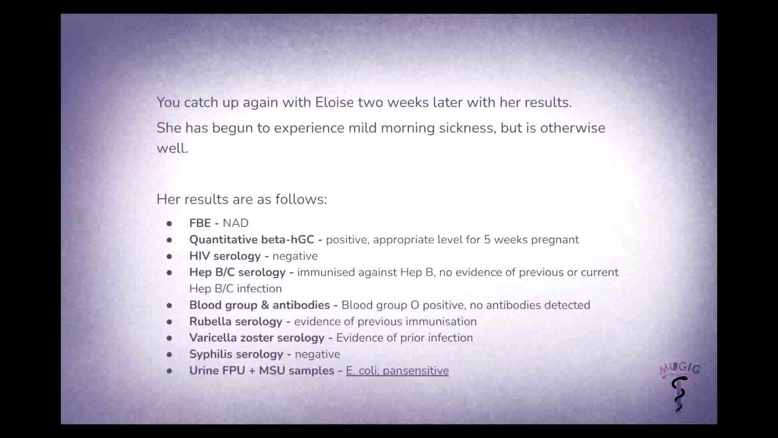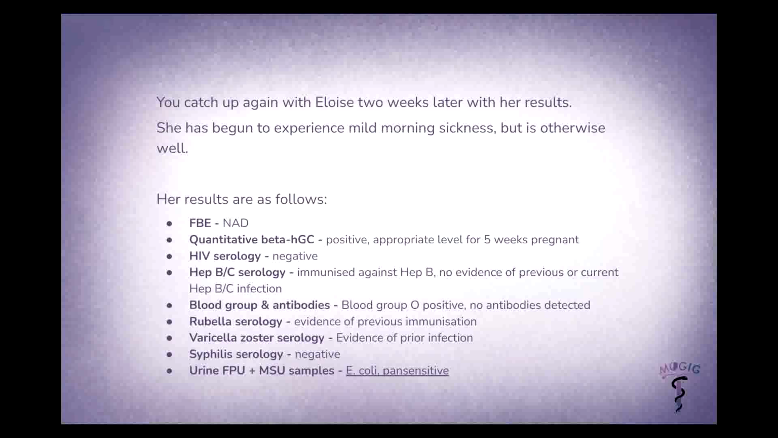She says she's progressing well in her pregnancy, but she's beginning to feel a little bit of mild morning sickness, but otherwise is pretty happy. Her results are as follows. Her FBA appears normal. She has a positive quantitative beta-HCG, which is appropriate for the estimated gestational age.